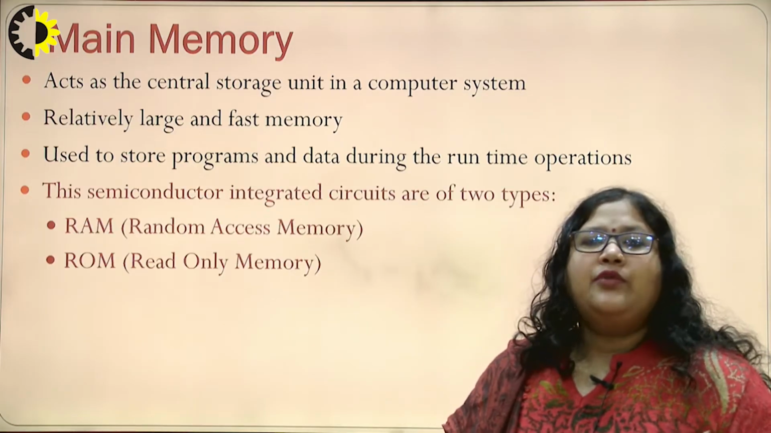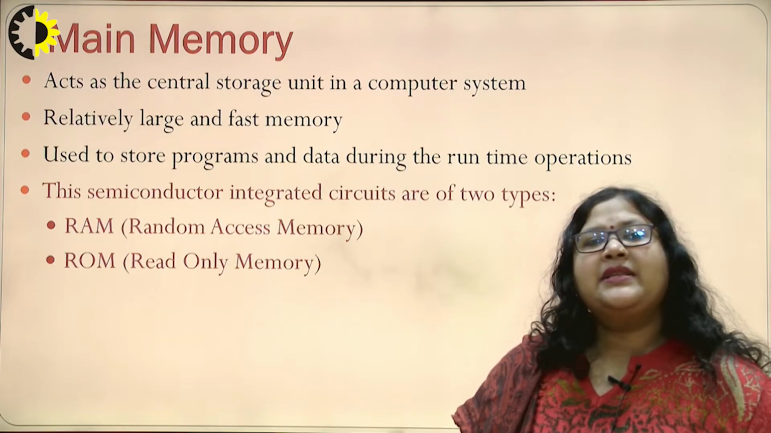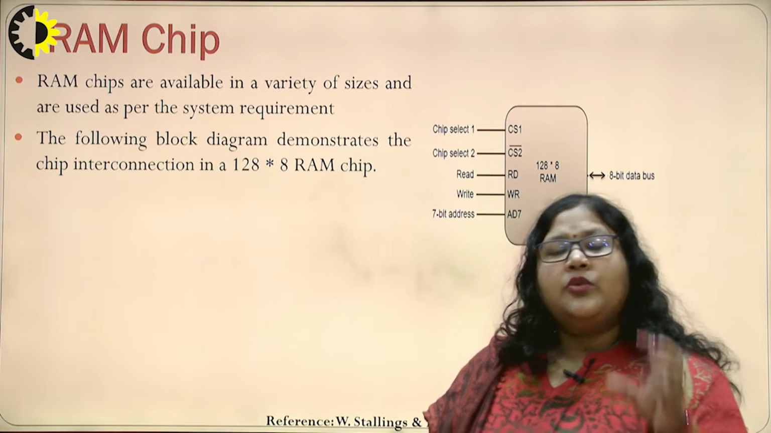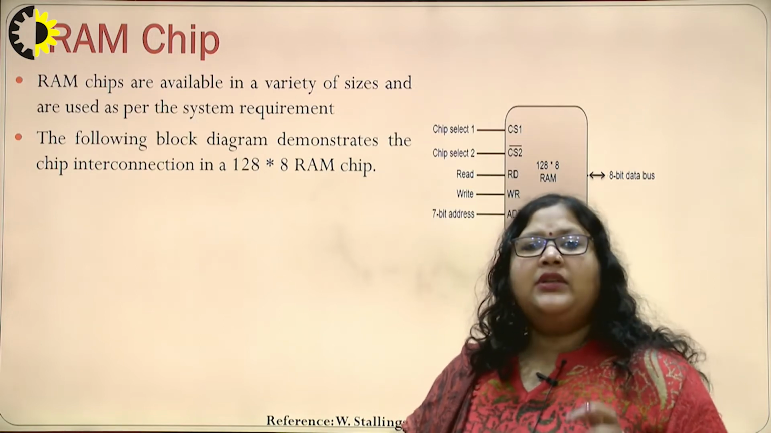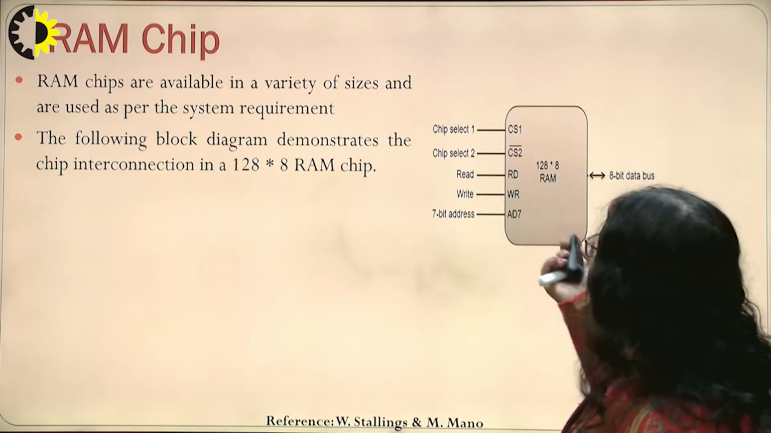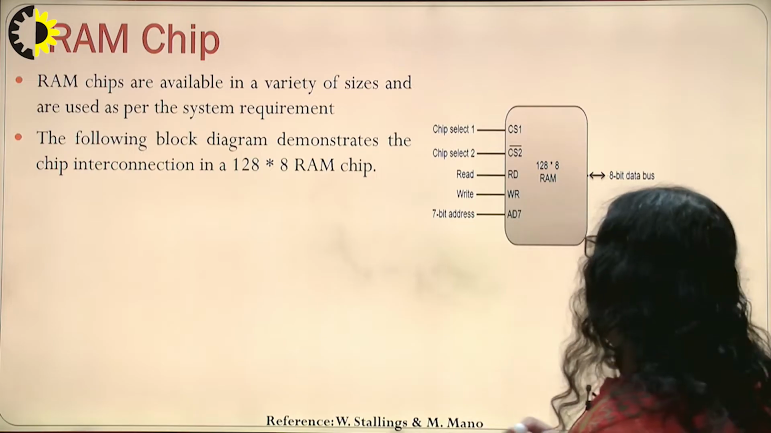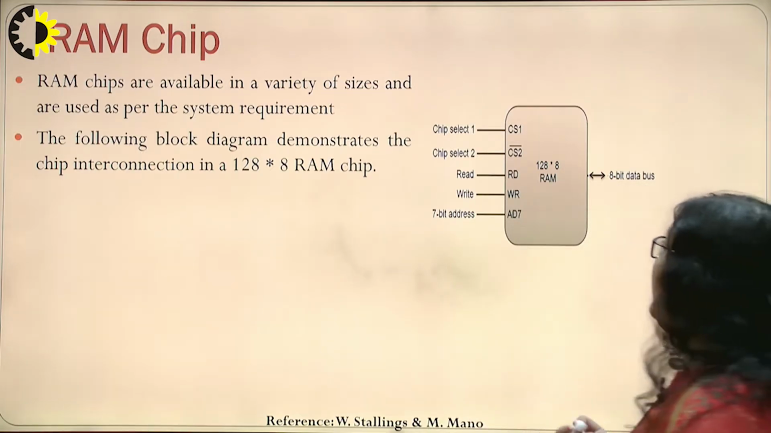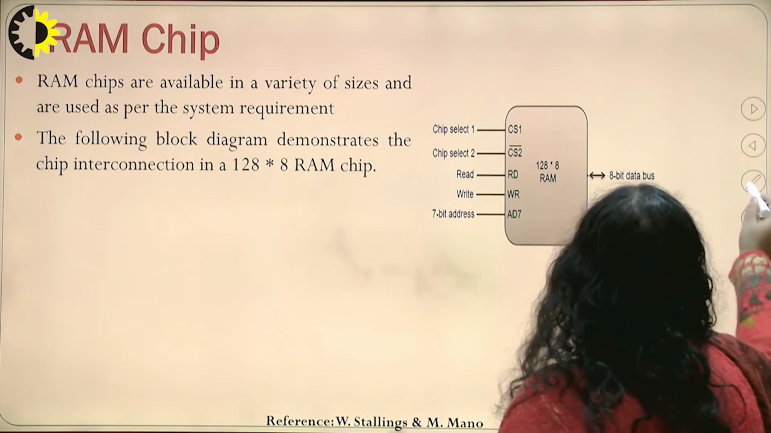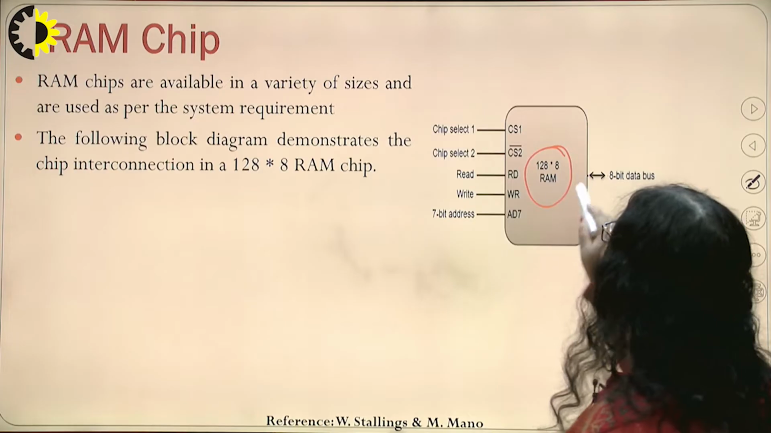Now there are two types of memories, the RAM and the ROM. RAM is random access memory and ROM is read-only memory. We have to emphasize the chip construction of the RAM and the ROM. So this is the RAM chip designing. There are some important points about the RAM chip, starting with the size of the RAM. This is 128 into 8.